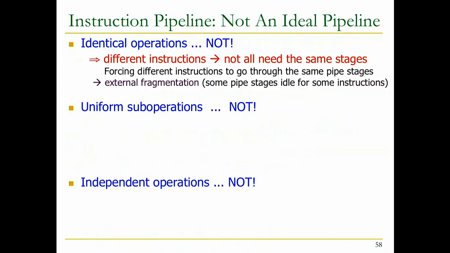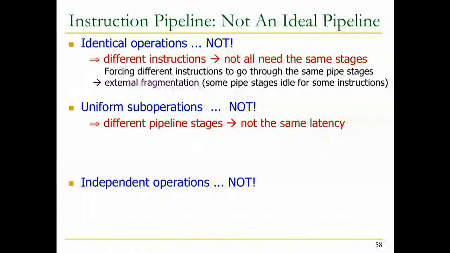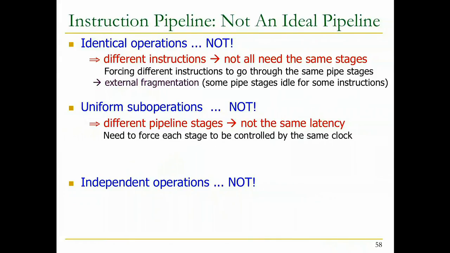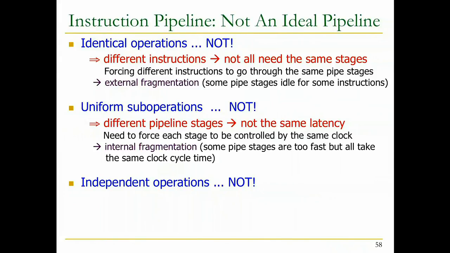Uniform sub-operations, again, that's also not true. Basically, we have different pipeline stages, but they're not the same latency. They're not uniformly divided. You're not doing work in that pipeline stage all the time, during the entire clock cycle. So you need to force each stage to be controlled by the same clock. And as a result, you get internal fragmentation. Basically, some pipe stages are too fast, but all take the same clock cycle time. So you're wasting part of your clock cycle while you're in that stage. And these both reduce performance to begin with.